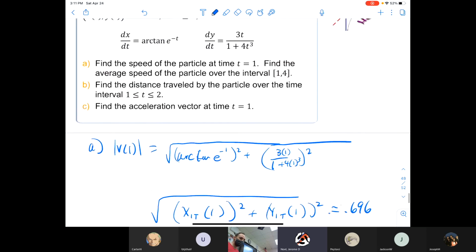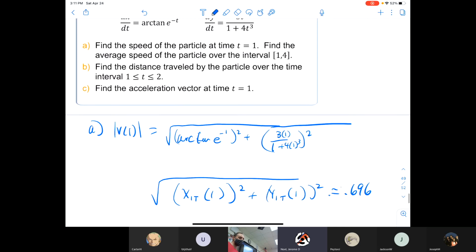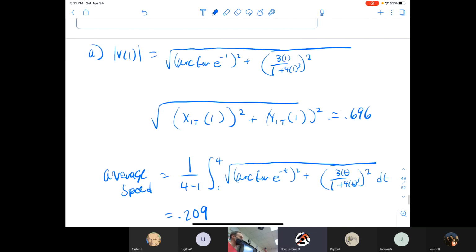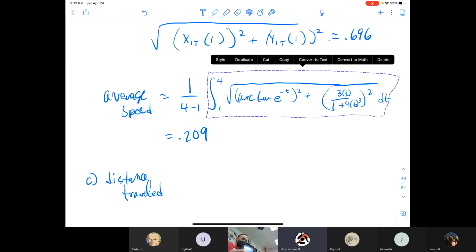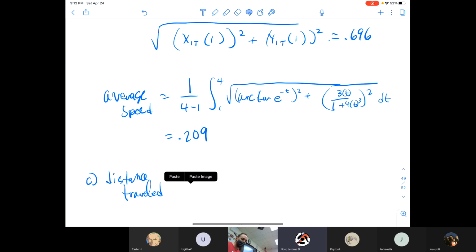Okay, let's see what else it asks us to do. Find the distance traveled by the particle over the time interval from 1 to 2. Well, it's the integral of speed, and the speed is the square root function, which is what we just did here. It's going to look just like this, but it's not going to have this in front of it, and the interval is going to be different. And again, just take your Apple Pencil on the calculus exam, circle stuff, copy it and paste it.